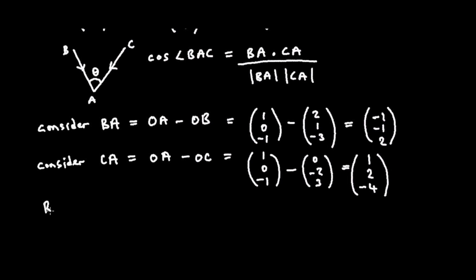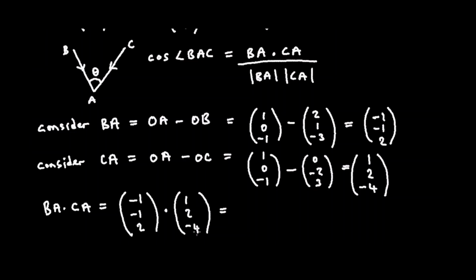We want to know that BA dot CA is equal to, what is BA? (-1, -1, 2) dot CA (1, 2, -4), which is equal to -1 times 1 gives -1, plus -1 times 2 gives -2, plus 2 times -4 gives -8. So here we have -1, -2, -8, which gives us -11.